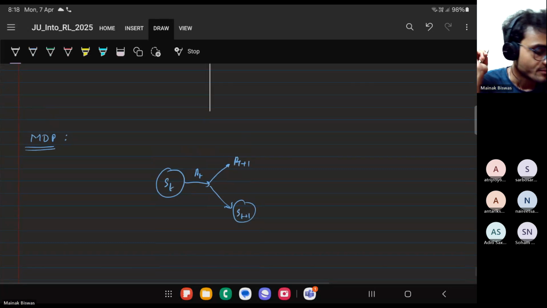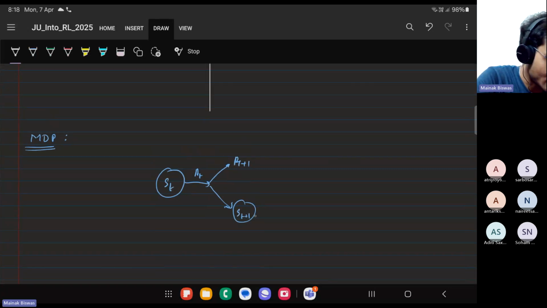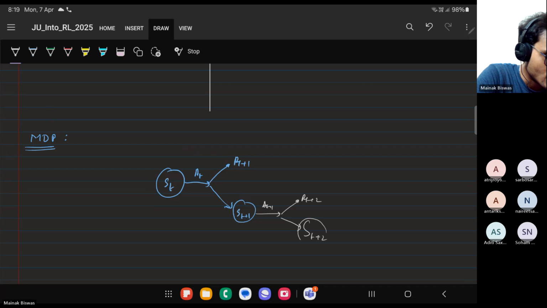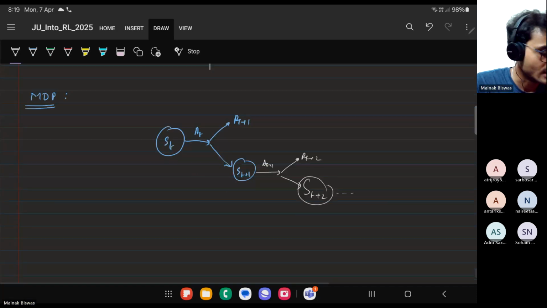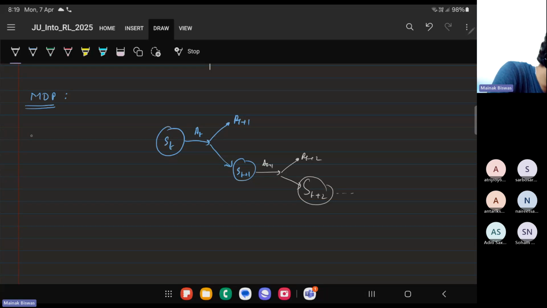Okay. So this is the general framework. Again, from S_{t+1}, you will take an action A_{t+1}. You'll get a reward R_{t+2}, and you will go to S_{t+2}. So what are the major components of this algorithm? MDP is defined as a 4-tuple. What are the 4 elements? What are the building blocks of an RL algorithm we discussed? First of all is states, S. So a set of states.